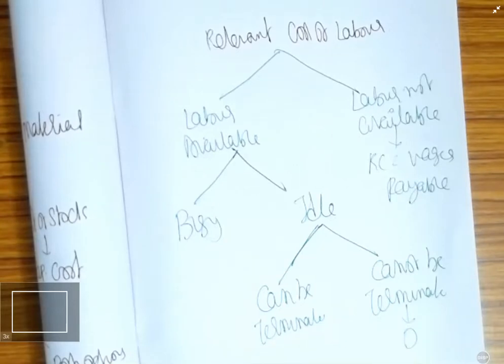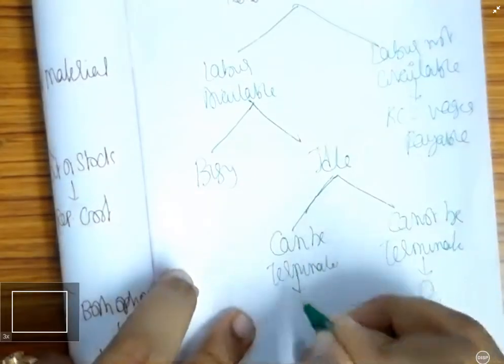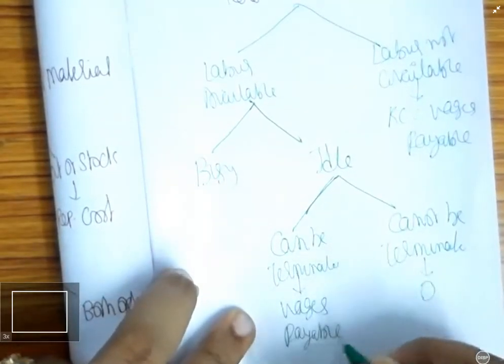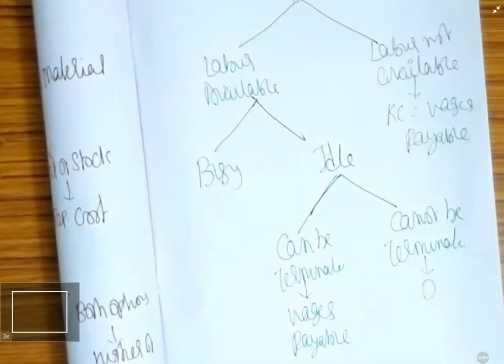Okay, assume they can be terminated. If you take up the project, these people will work on the order and you will pay them salaries. If you don't take up the project, you will terminate these people and pay 0. So if they can be terminated, relevant cost is wages payable. Whatever wages you are going to pay, the entire wages will become relevant cost.